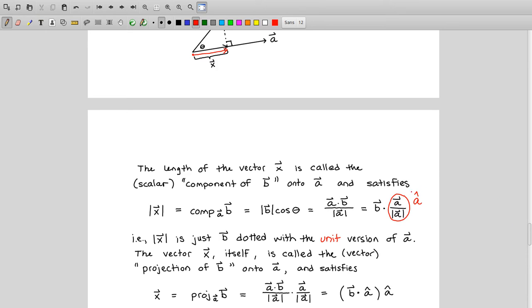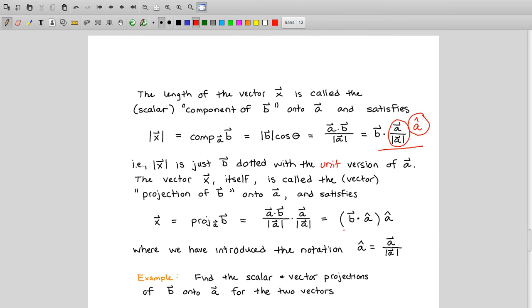Well, we already have its length right here. This is its length. And to get a vector version of that, we just multiply it by a unit vector. Again, this right here, the unit vector version of a. So it'll be b dot a hat times a hat is the vector version of the projection. Okay, so this is called the component. This is called the projection. They both have the same length. One of them's a vector, one of them's a scalar.